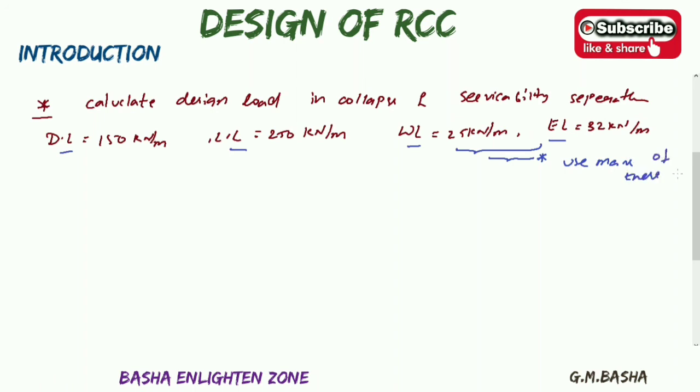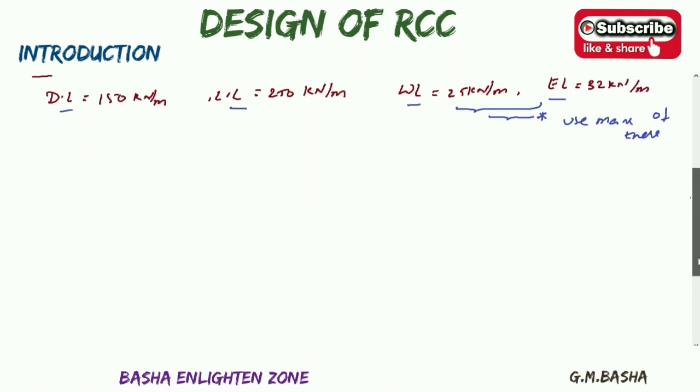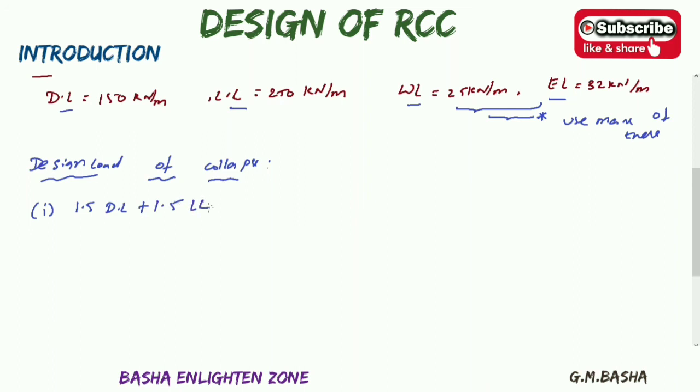Okay, so according to the question, first we are going for the design load of collapse. There will be three combinations according to our Indian standards. The first combination is 1.5 times dead load plus 1.5 times live load. The second combination is 1.5 times dead load plus 1.5 times earthquake load.